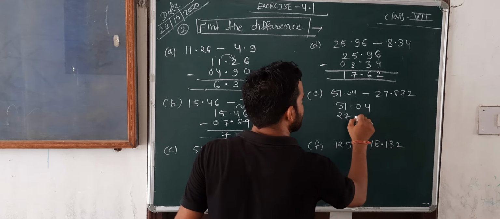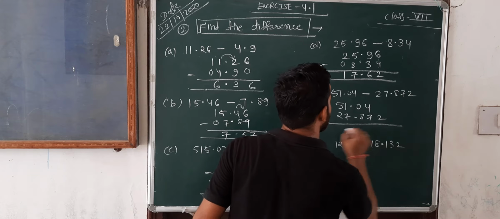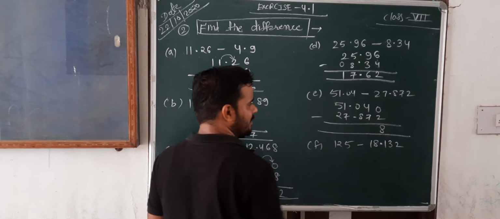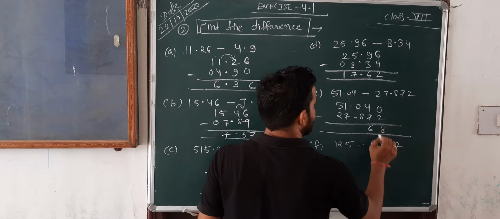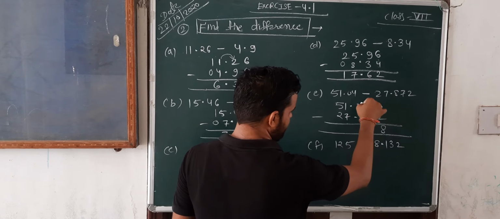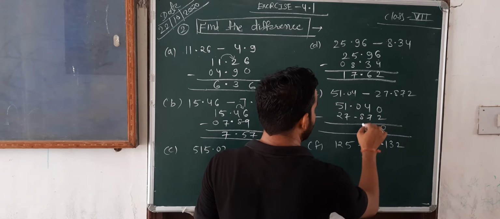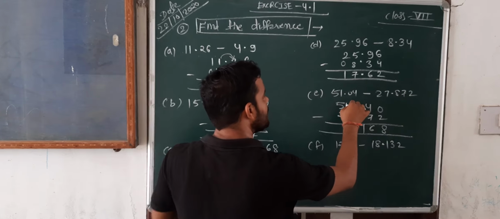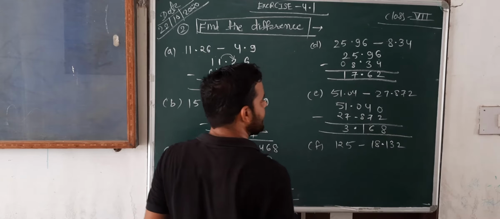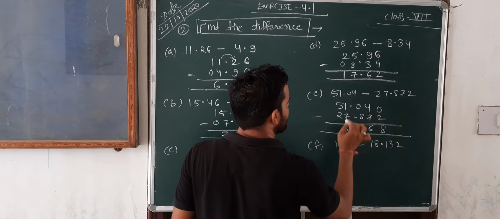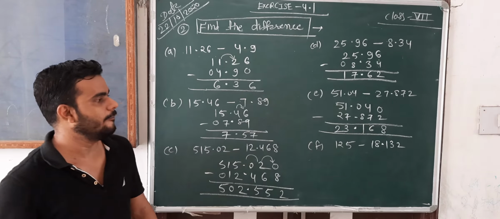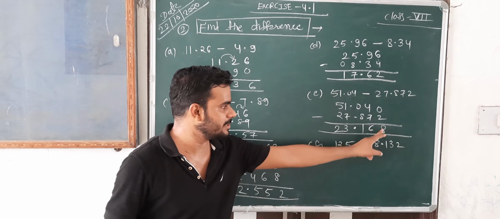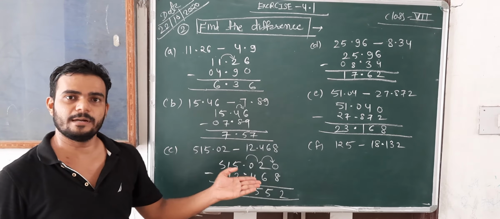15.51.04, 27.87 and 2. Subtract both of these, then 0. 10 minus 2 then 8. Afterwards 13 minus 7 then 6. Afterwards 9 minus 1 is 8, then 1. Okay, then 10 minus 7, then 3. Okay, afterwards 4 minus 2, then 2. So 23.168. Any doubt? So this is the way to solve this type of questions. So you have to learn directly.